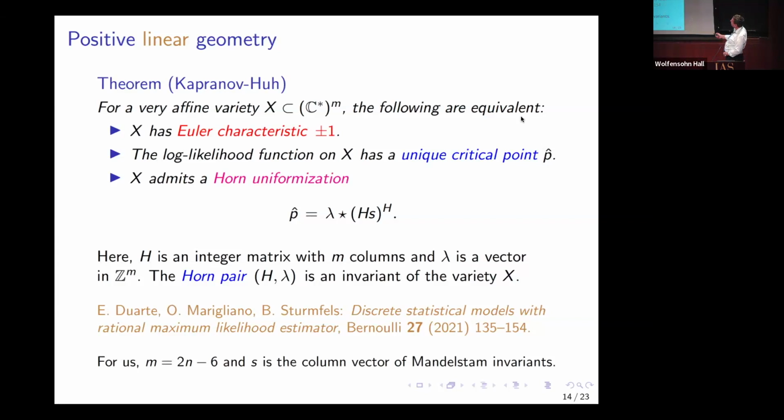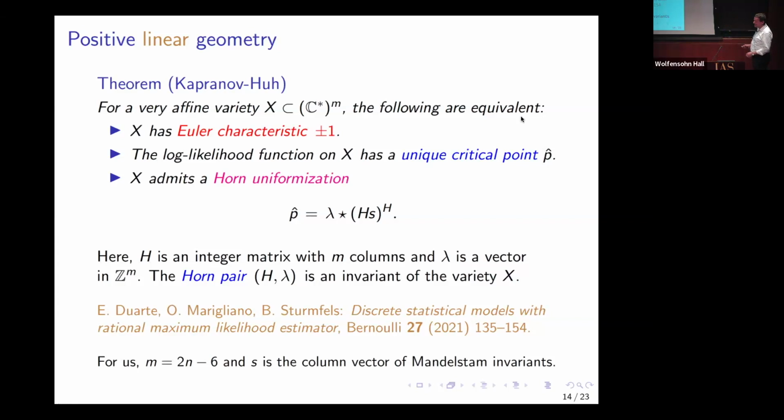So on any very affine variety, you can write down a scattering potential or log likelihood function. But the meat is in the third part. It says x has a so-called Horn uniformization. And this is a formula for the unique critical point. The ingredients are: H is an integer matrix with m columns, and lambda is an integer vector of length m. And the pair H, lambda is an invariant of the variety.